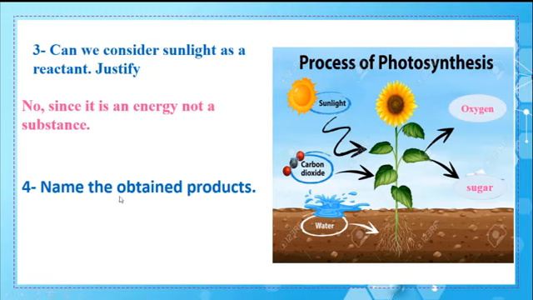Wonderful. Name the obtained products. Products are the obtained new substances. What are the obtained new substances? Nice. Oxygen and sugar. Good. Now, let's recall back.